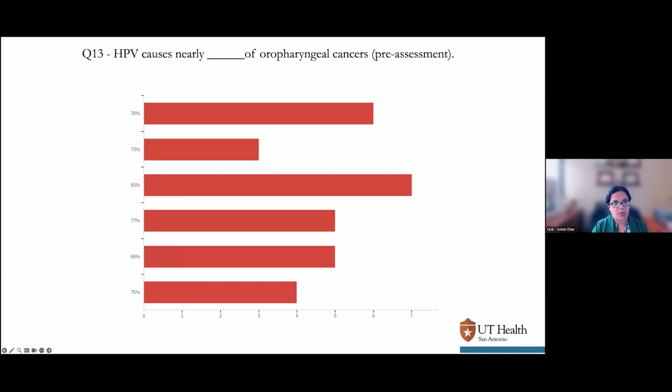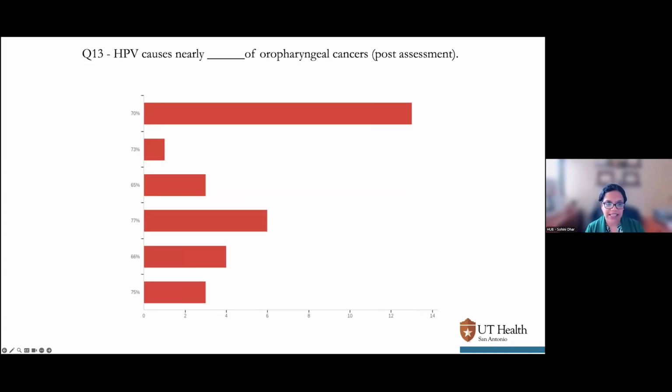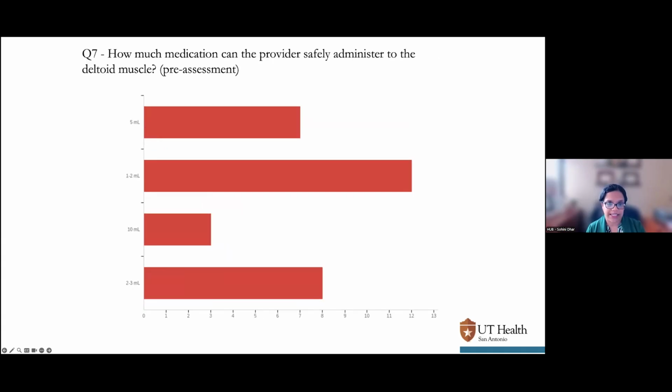We can move on to the next slide. There was one knowledge question regarding HPV infection and oropharyngeal cancer, and for the correct answer, there was a mix of answers in the pre-assessment, as you can see here. And if we move on to the next slide, we would see that the proportion of correct answers increased, showing that there was some increase in knowledge, indicating the success of the intervention or the education. Moving on to the next slide.